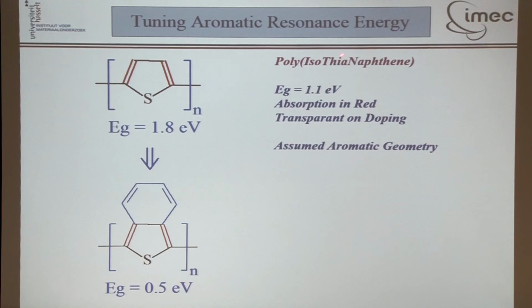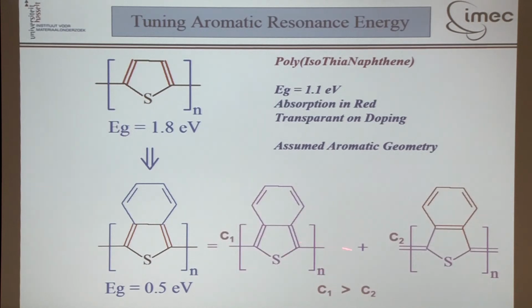Actually, this material was synthesized and it had a band gap of 1.1. At that moment, nobody cared that there was a deviation. It was assumed that putting this 6-membered ring, or these 2 extra double bonds, on top of the thiophene ring would reduce the aromaticity, so that in this way the contribution of the quinoid structure would increase.